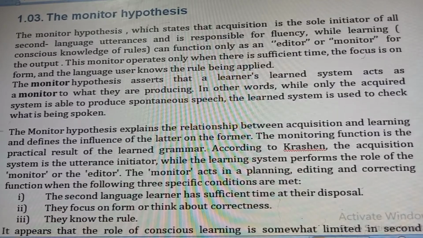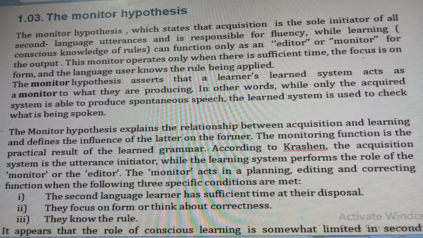The monitor hypothesis states that acquisition is the sole initiator of all second language utterances and is responsible for fluency, while learning, conscious knowledge of rules, can function only as an editor or monitor for the output. This monitor operates only when there is sufficient time, the focus is on form, and the language user knows the rule being applied.